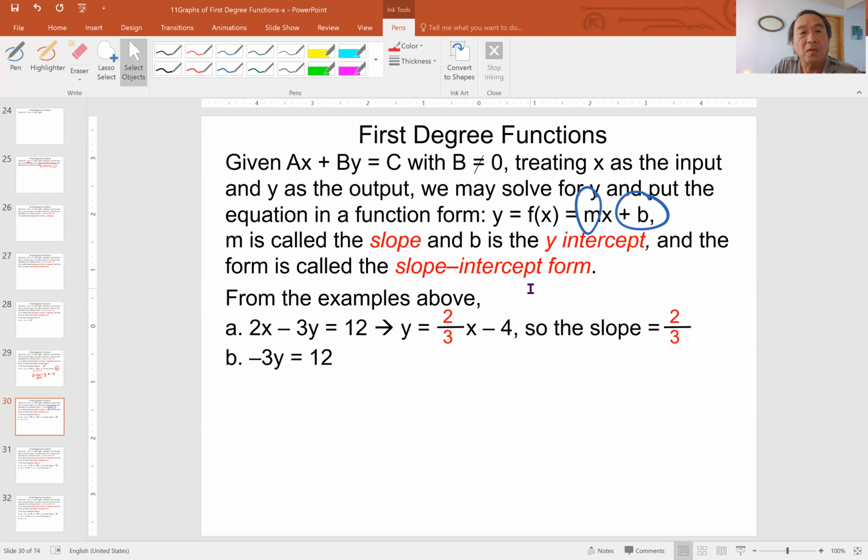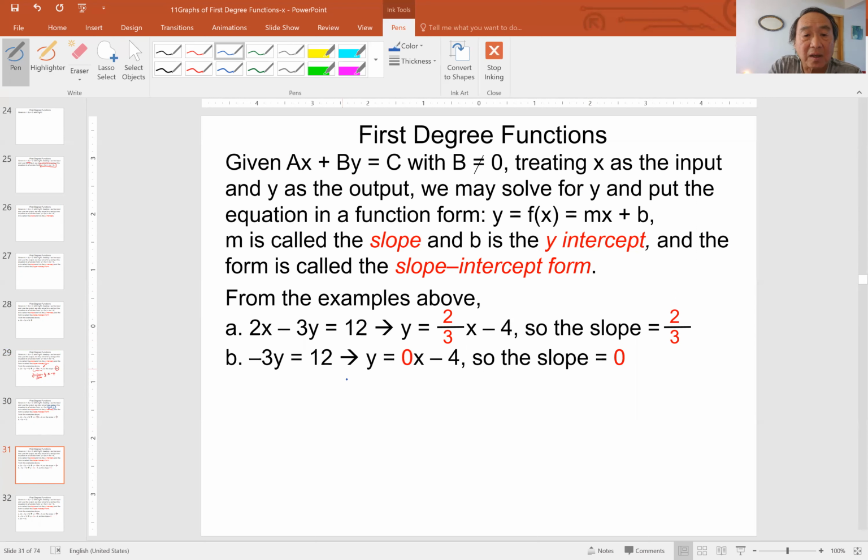And for the other one, with x missing, if I solve this for y, I get 0x. So the slope of this one is 0. In other words, this function has a slope. The slope is 0.